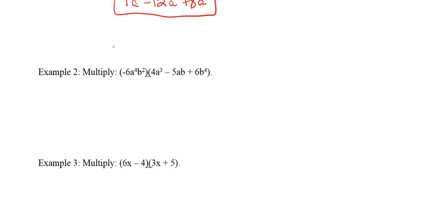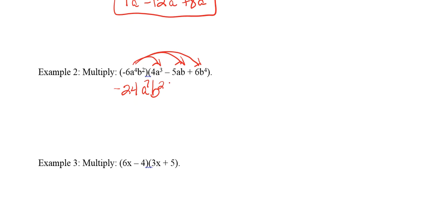Looking at example 2, I'll go ahead and do the stack method. Oh, I'm doing another monomial. So never mind, we'll just go ahead and do the distributive property. Negative 6 times 4 is negative 24. A to the fourth, a to the third. 4 plus 3 is a to the seventh. There are no b's in this second term, so the b to the second just carries on.